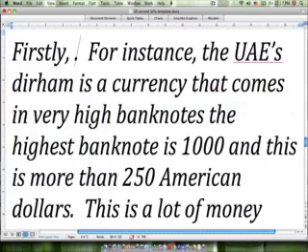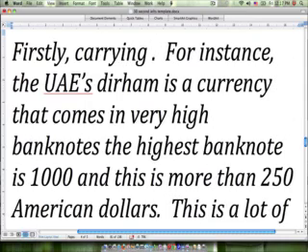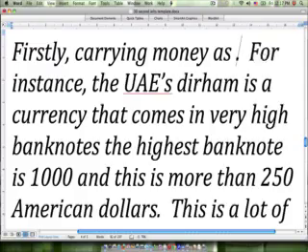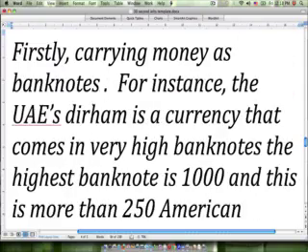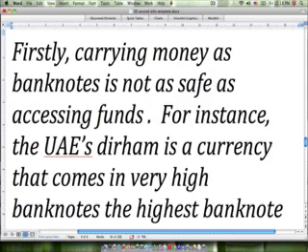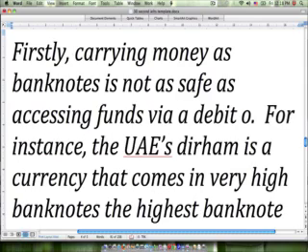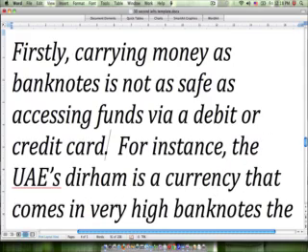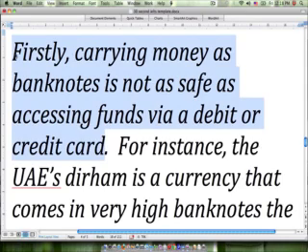Okay, now I'm going to say this as briefly as I can. Carrying money as banknotes is not as safe as accessing funds via a debit or credit card. Okay? Very simple. So now anybody that reads this topic sentence will understand our point. There will be no area where they feel unclear.